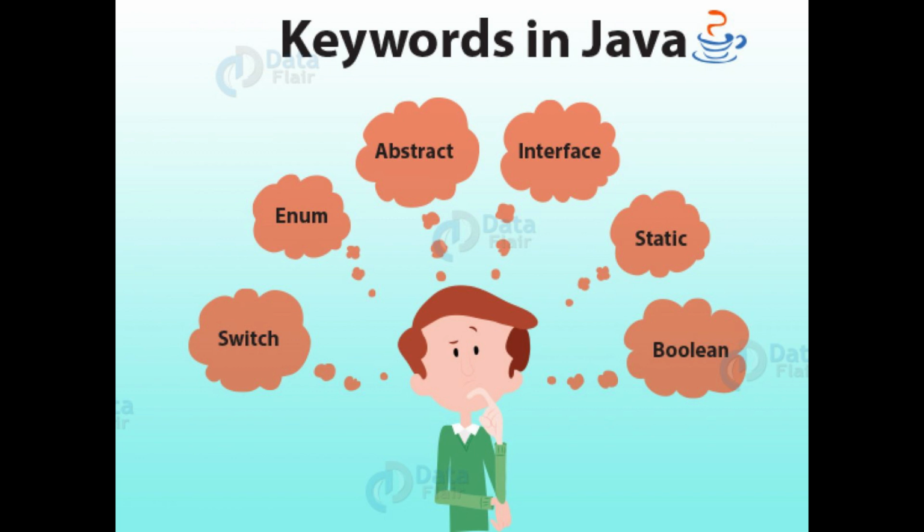There are many different keywords in Java such as switch, abstract, interface, enum, static and boolean. These are all keywords which are required to do Java programming.